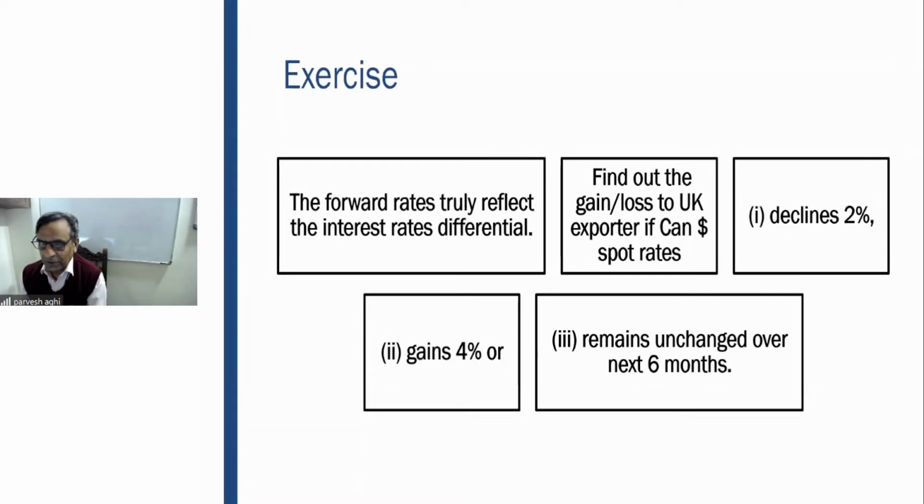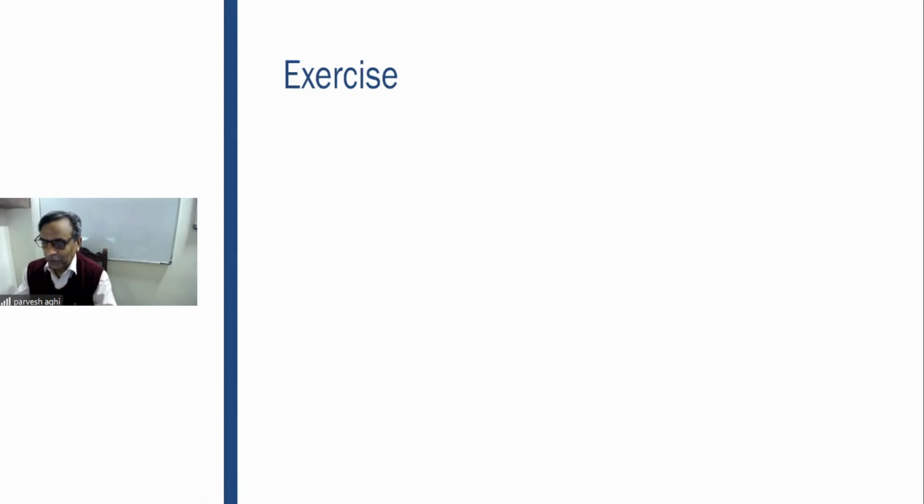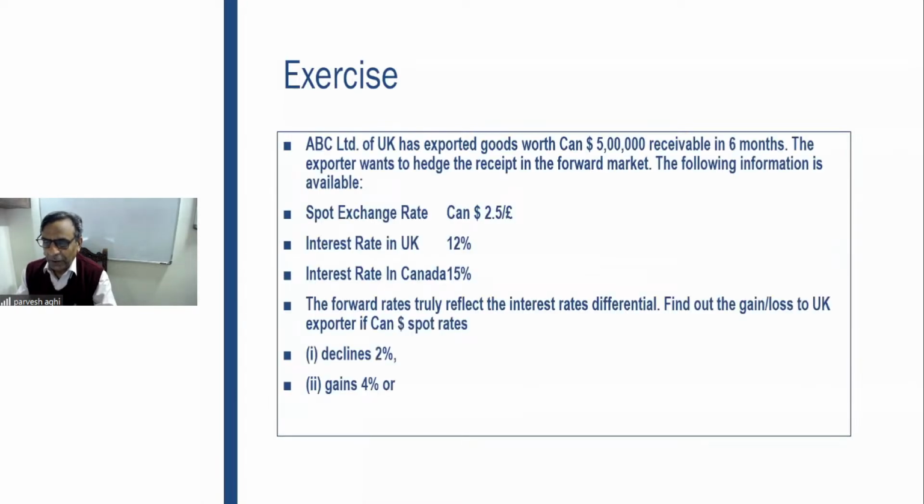So that means it has remained unchanged over the next 6 months. So that means it was the same rate as it was, but actually, he has taken a forward cover. So will he be a happier person or will he be unhappy about it? So let me know. Happy or unhappy? You can just write that or whatever you want. So let's begin to answer the question.